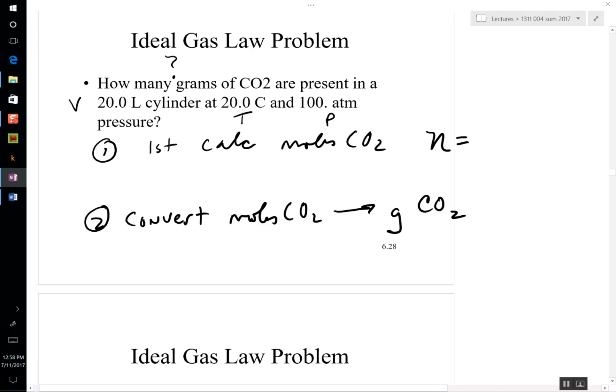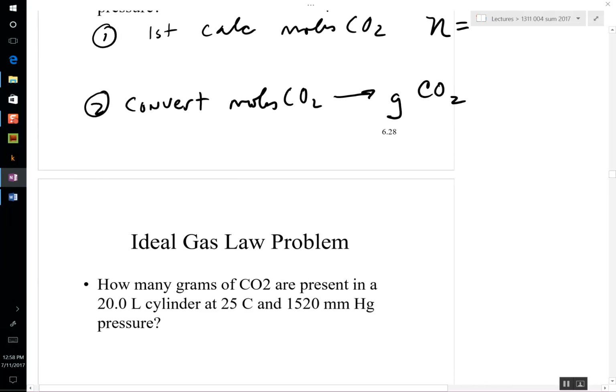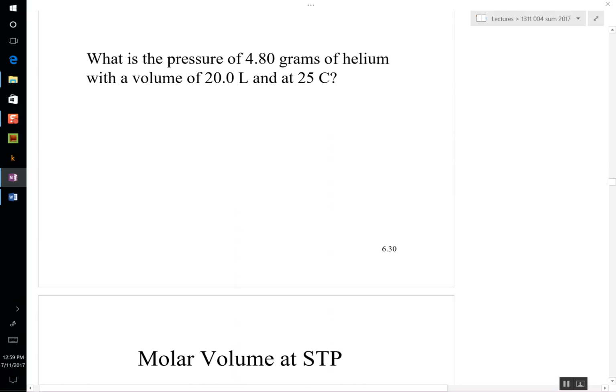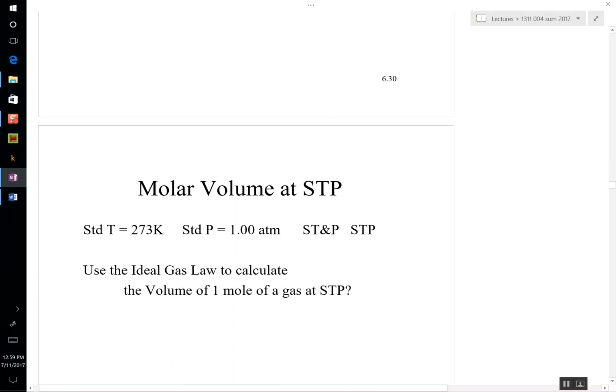This looks like the same problem, but it's giving you the pressure in millimeters of mercury, so you need to convert this into atmospheres before you can plug that number into the ideal gas law. Just like you need to convert centigrade into Kelvin. All right.